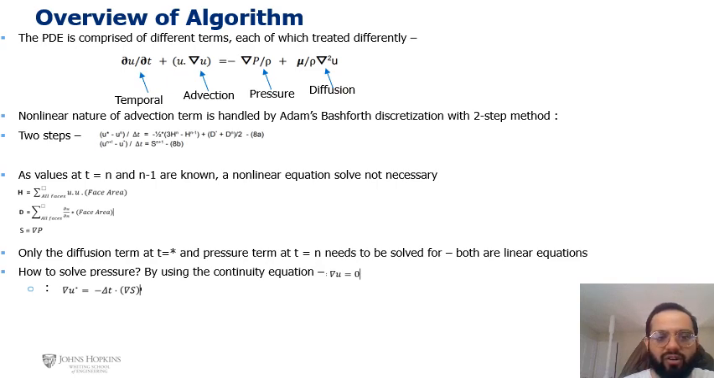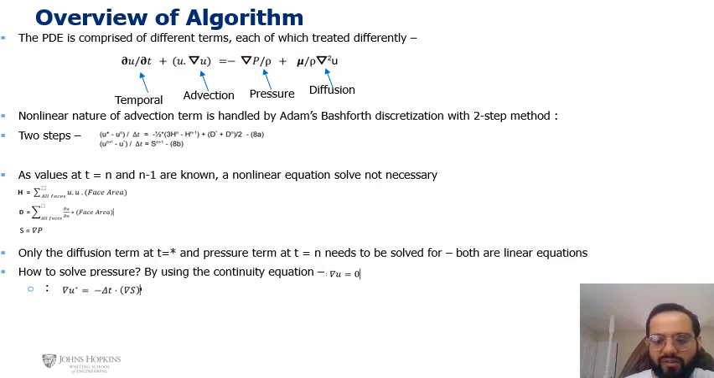So we want to avoid the non-linearities, and that is handled by what is called an Adams-Bashforth method with a two-step discretization. I have gone into the details of its derivation in my report, but the key idea is that this time discretization is split into two. Basically, instead of solving this entire equation in one step, we split it into two steps. The first step is where we solve for an intermediate velocity, which is called u star.